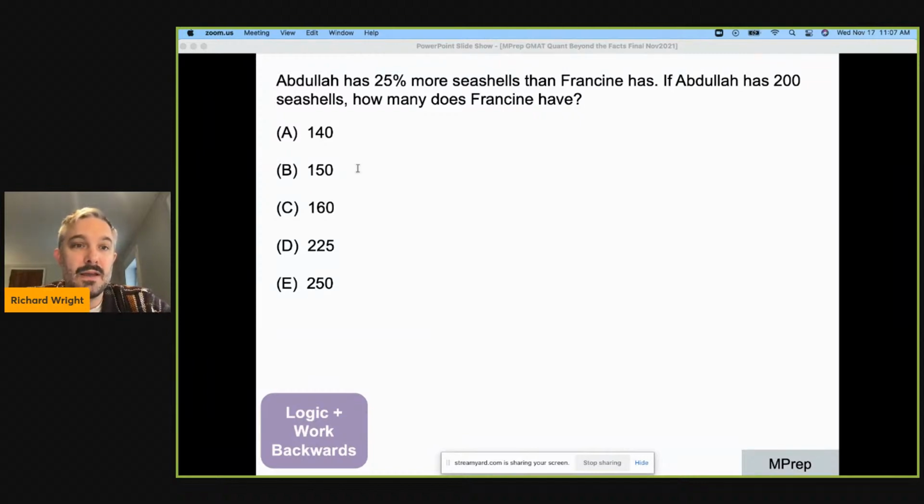So if we were going to work backwards, we always work with B and D. I don't have time to explain why that is, so just take my word for it. We're going to work with B first. How would we do that? Well, I need an equation. So I already had Abdullah equals 5/4.